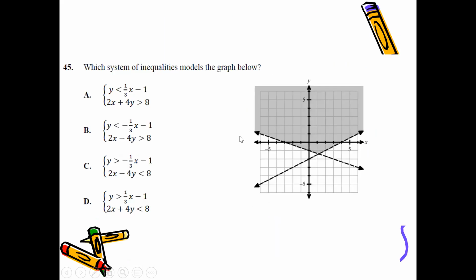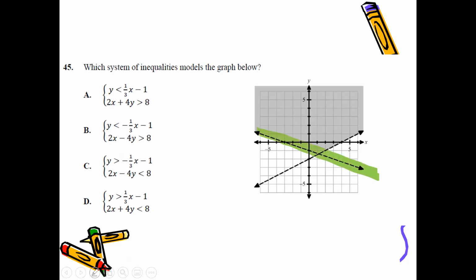Okay, number 45. Go ahead and take a look at the question and then look at the answer. Let's see what they're asking you. All right, which system of equations does the model graph? Let's go ahead and take a look at the first equation. This equation right here. So highlight this equation right there.